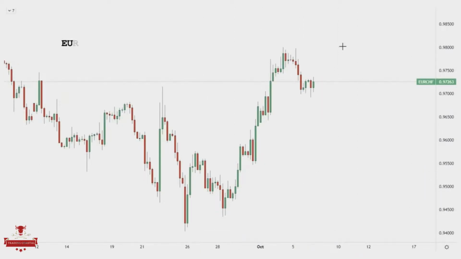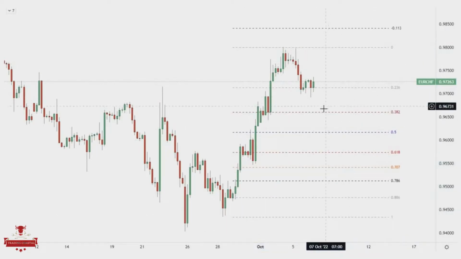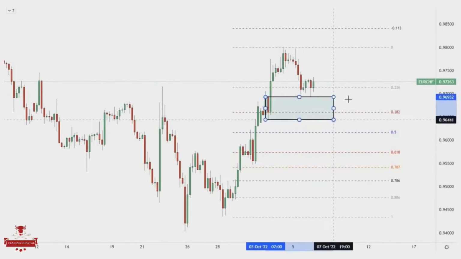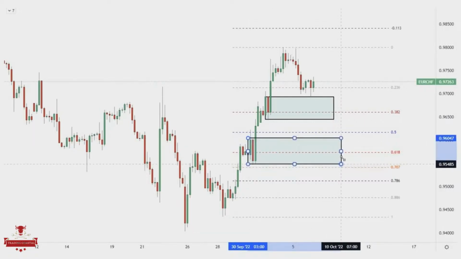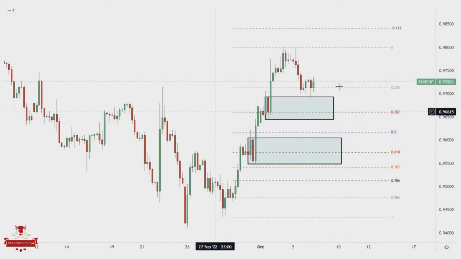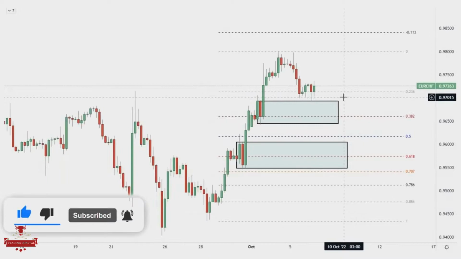We have here Euro Swiss franc, after a significant impulse in the upside direction, price pulled back and is resting around the 0.236 Fibonacci, which is too short a pullback. Usually price pulls back at least to the 0.382 Fibonacci level. We have marked the demand zone, which is crucial in our system. We used a different approach for the entry, so you will learn something new in the video.